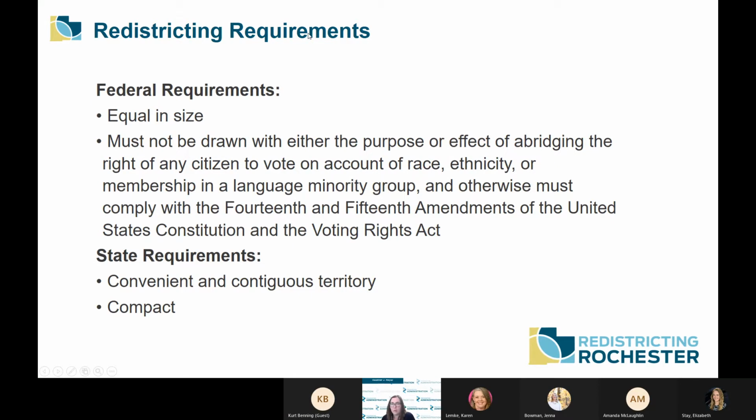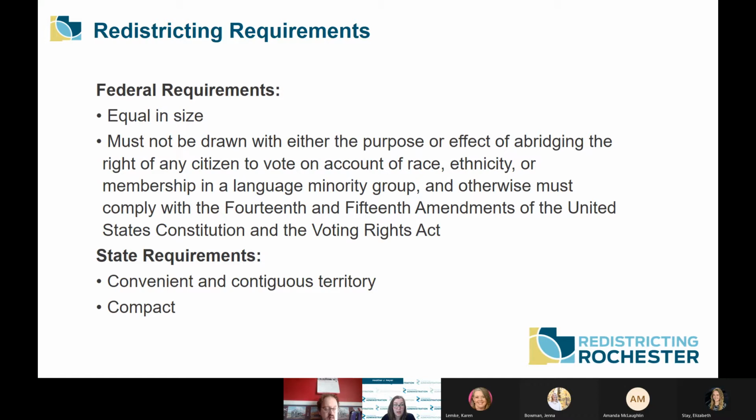Now, there are several requirements that guide our conversation and what we can do with redistricting. There are federal and state requirements, and I'm just going to briefly mention them here. Districts must be equal in size, and they must not be drawn with either the purpose or effect of abridging the right of any citizen to vote on account of race, ethnicity, or membership in a language minority group, and otherwise must comply with the 14th and 15th Amendments and the Voting Rights Act.